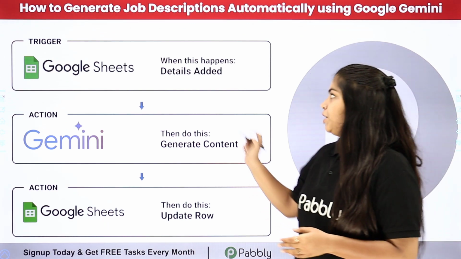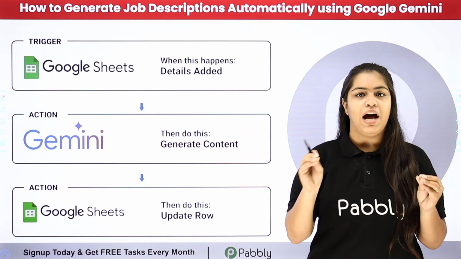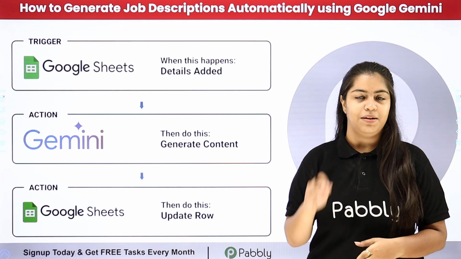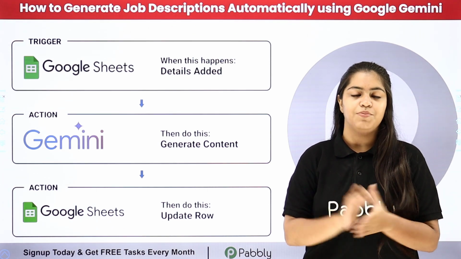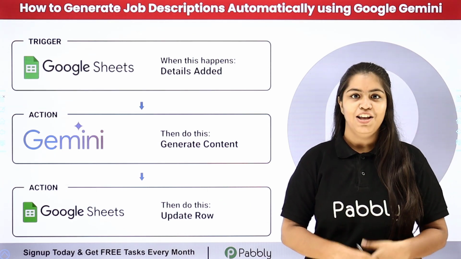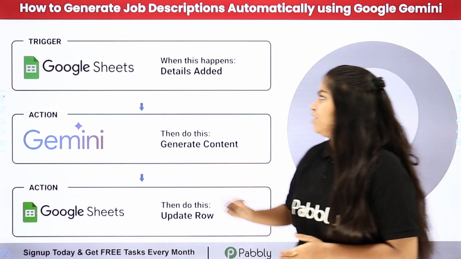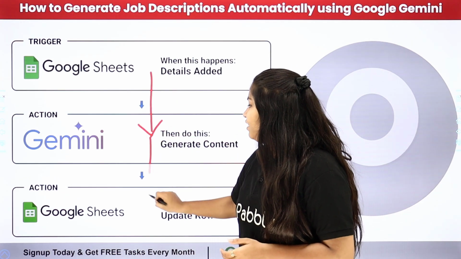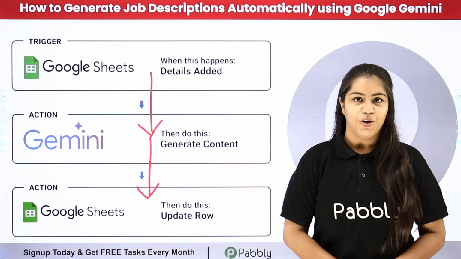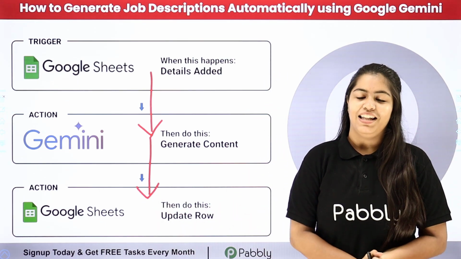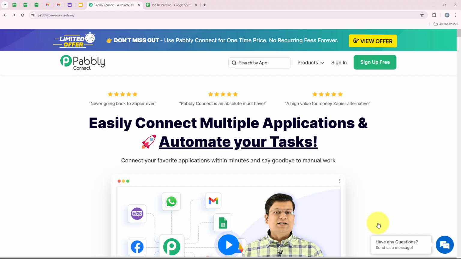So to do this we are going to create a connection between these applications so that as soon as I add the job title in my Google Sheets, automatically with the help of Gemini, the job description should be generated and that description should be added in my Google Sheets again. So to do this, we are going to create a connection between Google Sheets, Gemini and then Google Sheets again. So if you also wish to learn this process step by step, then let me take you to my computer screen. Welcome to my screen.